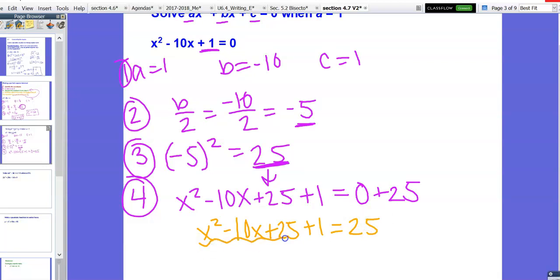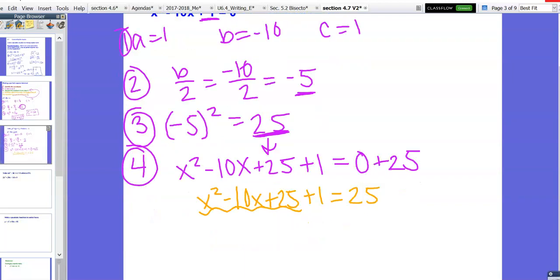And then take the first 3 terms, x squared minus 10x plus 25. Write this as a perfect square trinomial. So we're going to do x, and then because the value we got in step 2 was -5, we're going to write x minus 5, and then squared.